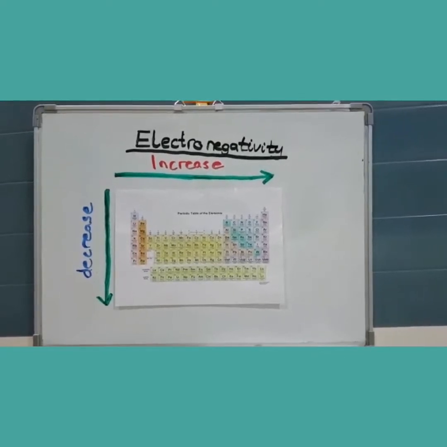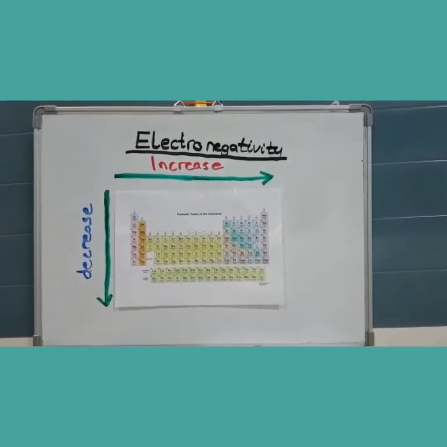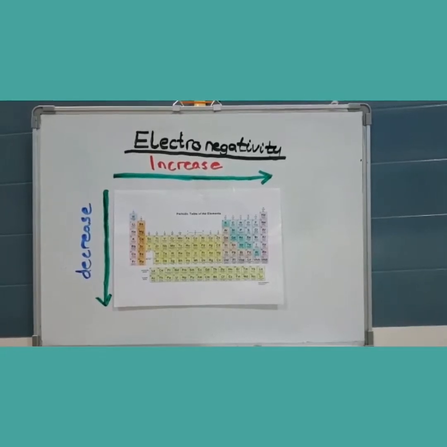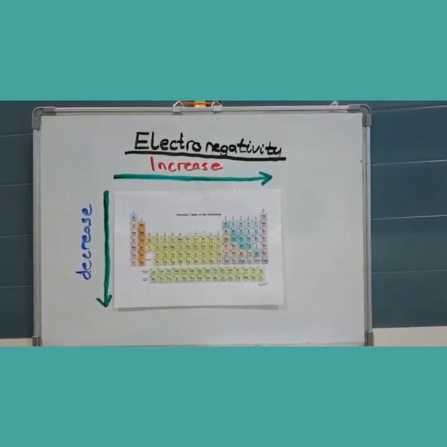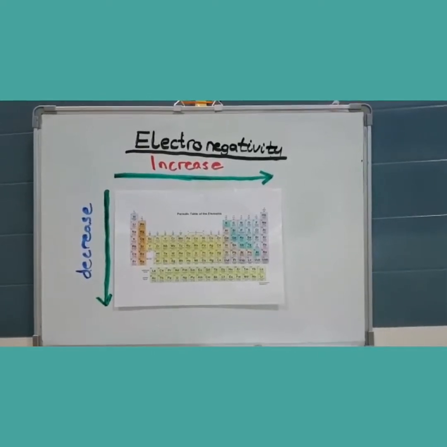This greater distance means that the nucleus of a cesium atom cannot attract a valence electron as easily as a lithium nucleus can. Because cesium does not attract a valence electron as strongly as a lithium atom, it has a smaller electronegativity value.